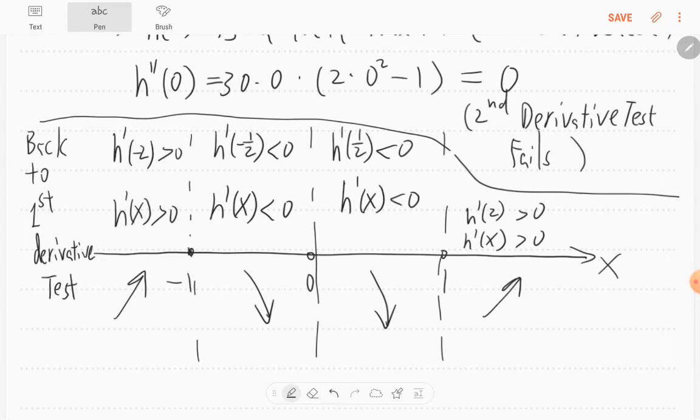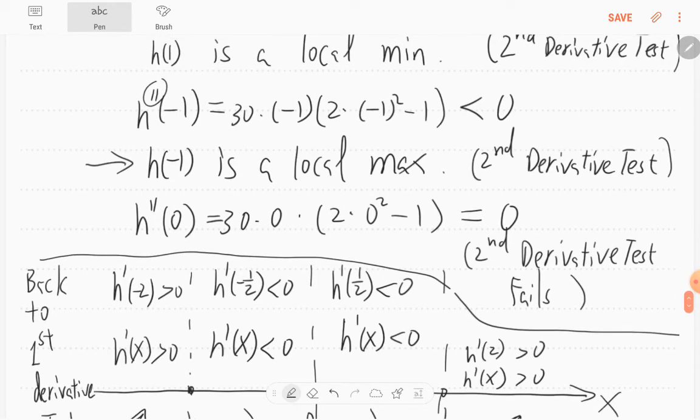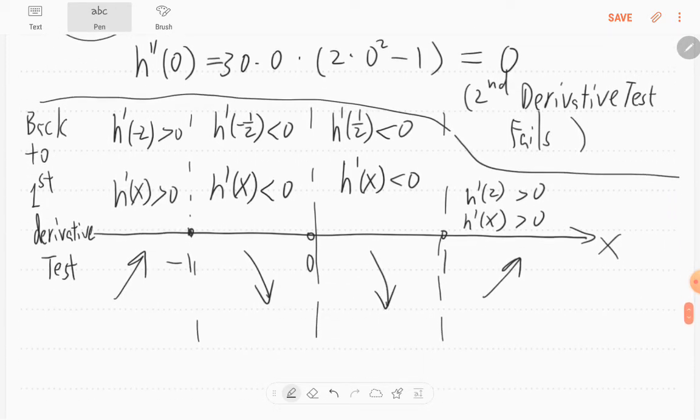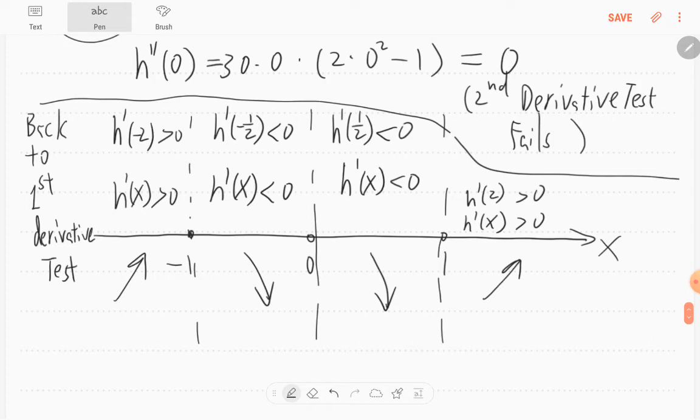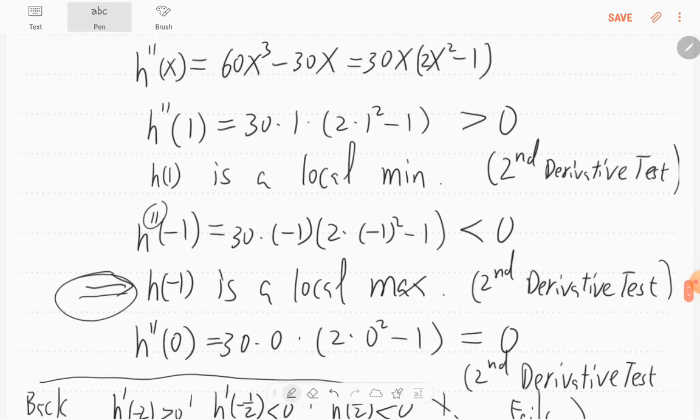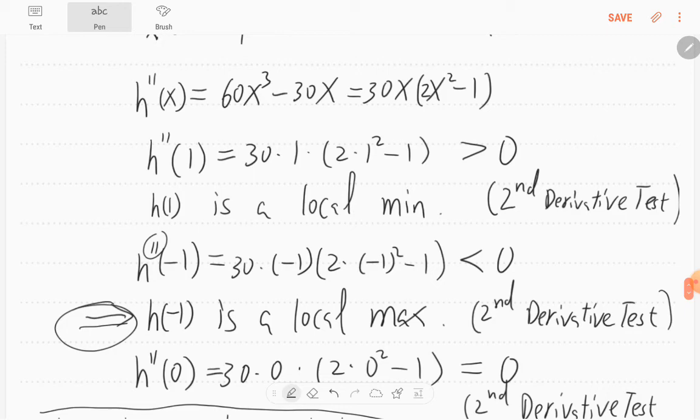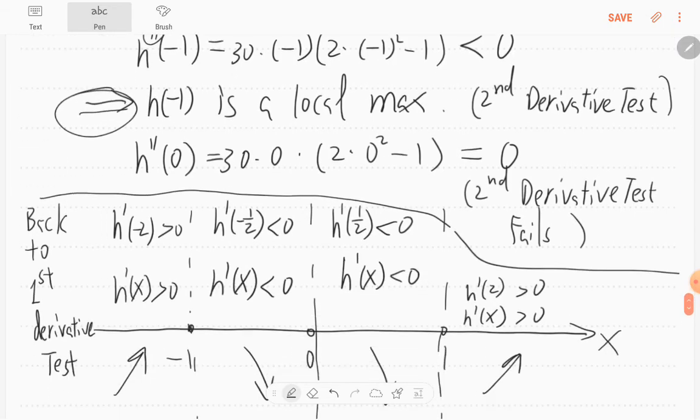So you can see that negative 1 is the local maximum, right? So the second derivative tells you the local maximum h of negative 1, and 1, so this is the concavity, right? Increasing, decreasing, the local maximum. And here is local minimum, right? So here the second derivative tells you that it's a local minimum. So you don't need to find the increasing and decreasing.